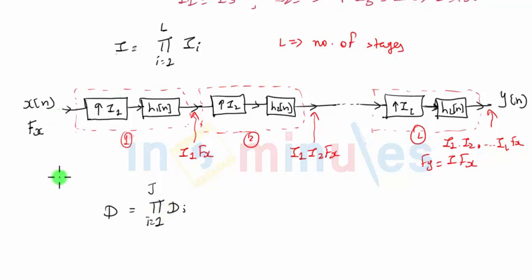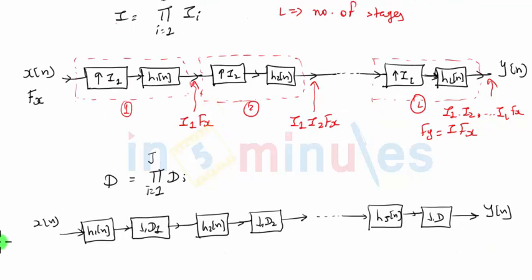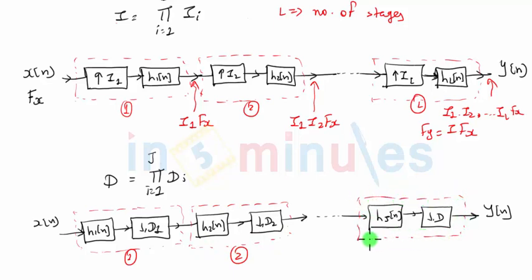So I can have a similar figure to the one we have drawn for interpolation. I can have exactly the same figure for decimation, with a small difference that in this case the filter will appear before the decimator block. So this is how the overall block diagram will look. You can see that this H1n and the first decimator will form stage number 1. H2n and the second decimator will form stage number 2, and the final stage will again be a last filter and decimator block. So this will be stage number J.